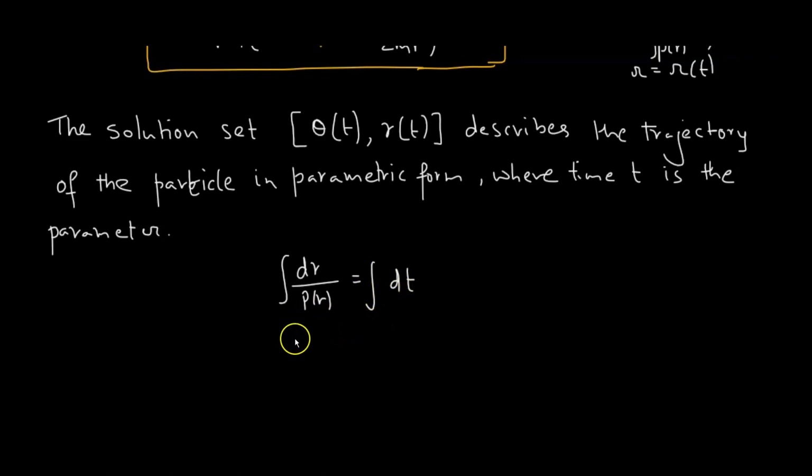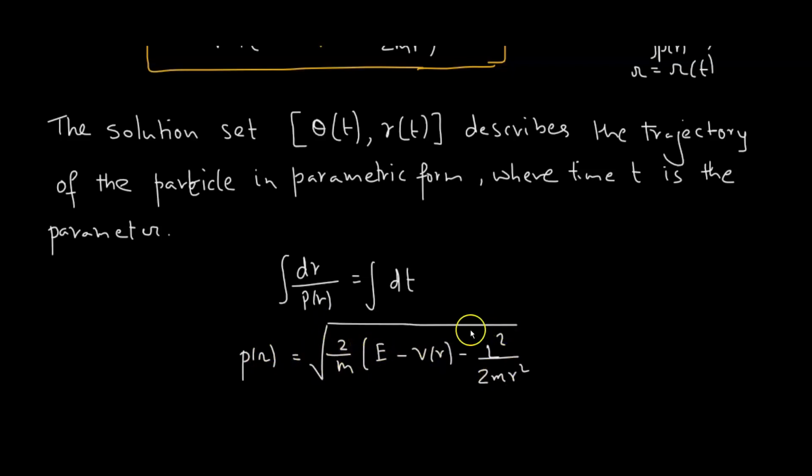That's because we have this p of r, which is a very complicated expression given by the square root of 2 over m times the quantity above. The issue being we do not know the potential function V of r, because this potential function may have some singular value or it might diverge at different values of r. So it won't be an easy task to perform this particular integral by hand.